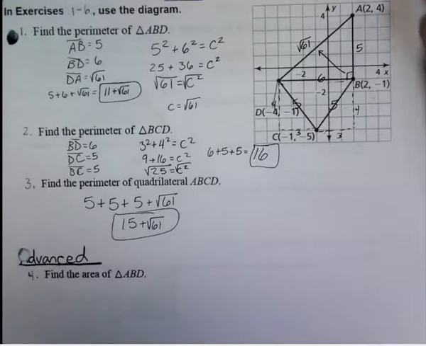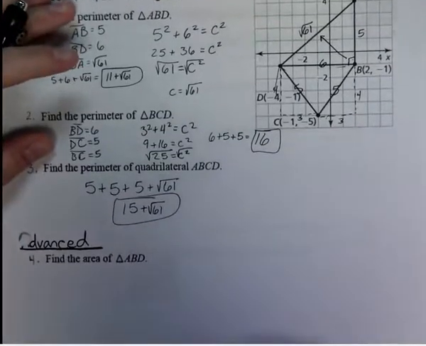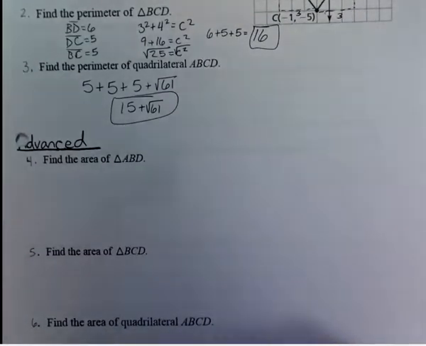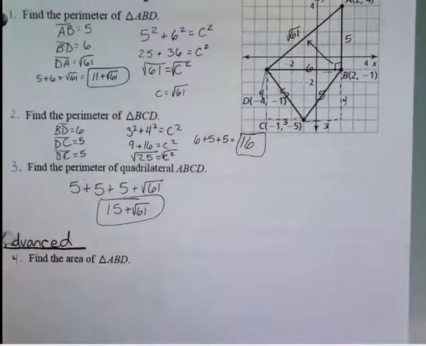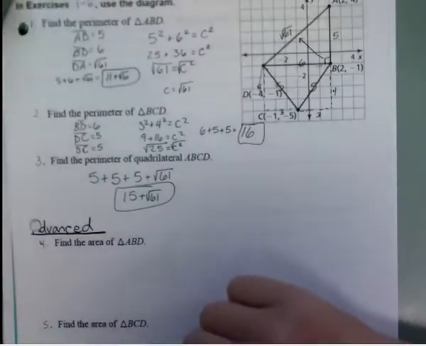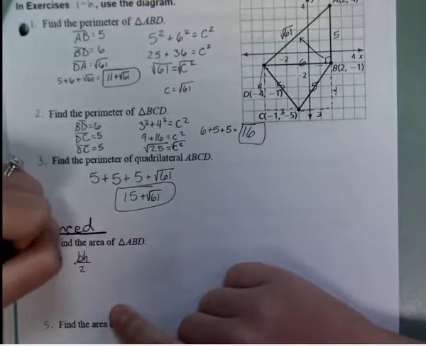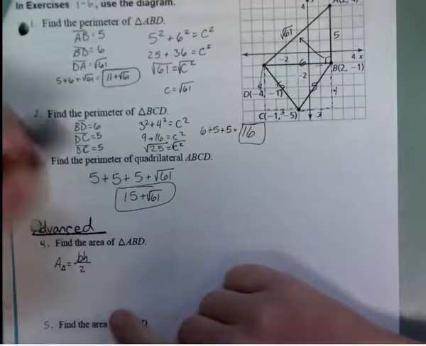Alright, so here's the advanced part of this. So we're going to move on into area, finding the area of ABD, which is this triangle up here. Zoom that out. For area, it's going to be base times height divided by 2 for area of a triangle, or 1/2 base times height. It's the same thing.